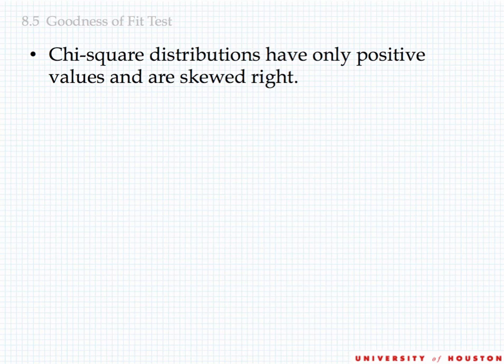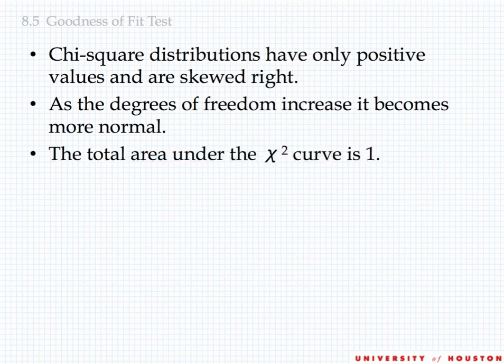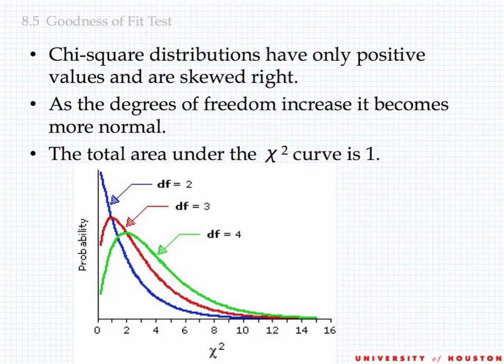Chi-squared distributions have only positive values, and they're skewed right. As the degrees of freedom increases, it becomes more normal. The total area under the chi-square curve is 1, like any other distribution. This is the graph, and we can see with degrees of freedom 2, it looks just like an exponential type curve. With 3 and 4, and as we increase more, it will get more normal in appearance.